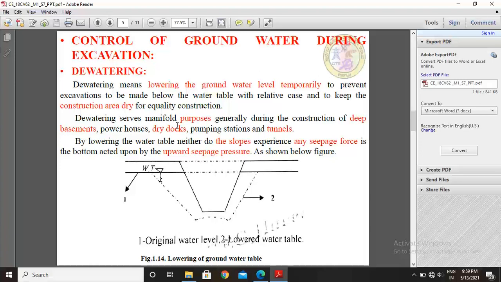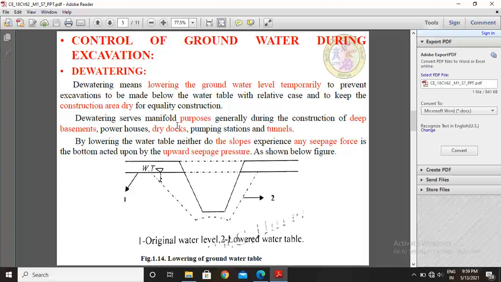Let us see dewatering. Dewatering means lowering the groundwater level temporarily to prevent excavations to be made below the water table with relative ease, and to keep the construction area dry for easy construction.